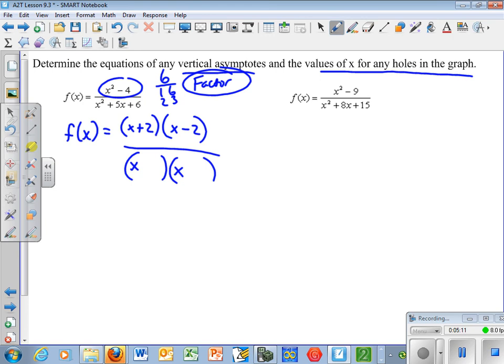But 2 and 3 add to 5, so one of these is a plus 2, and one is a plus 3. So there's how the top and bottom factor. So that's kind of the first step you want to do.